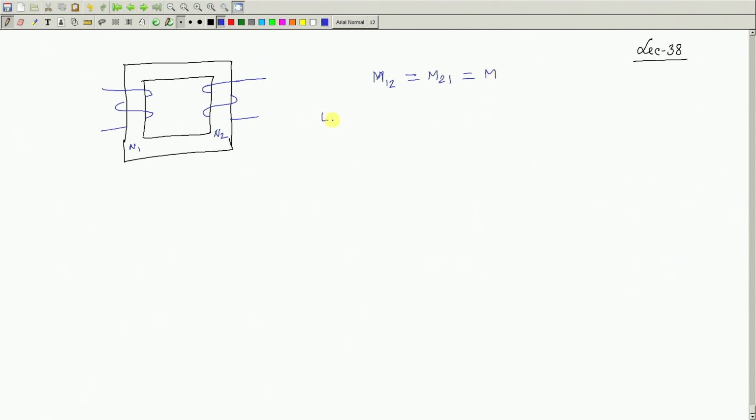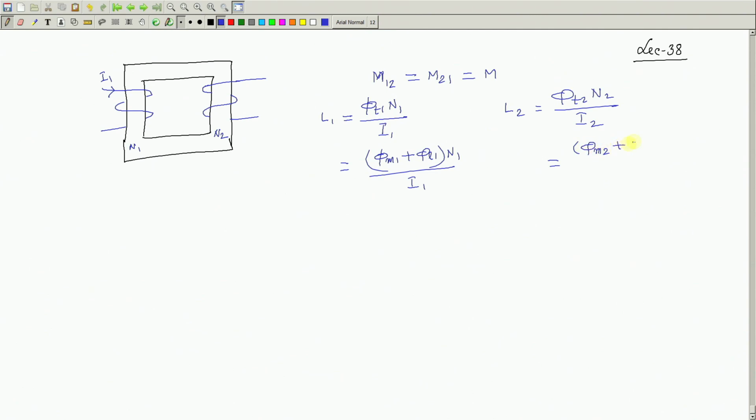And recall that L1 was defined as the total flux linkage, phi T1 into N1, divided by I1, that is, the flux linkage with coil 1 when 1 ampere flows through coil 1, per unit ampere. Similarly, L2 was defined as phi T2 into N2 divided by I2, when the second coil is energized with current I2. And then we told you that this phi T1 has two components: phi M1, the mutual flux, plus the leakage component phi L1, into N1 divided by I1. Similarly, this phi T2 has two components, the mutual flux plus phi L2, into N2 divided by I2.